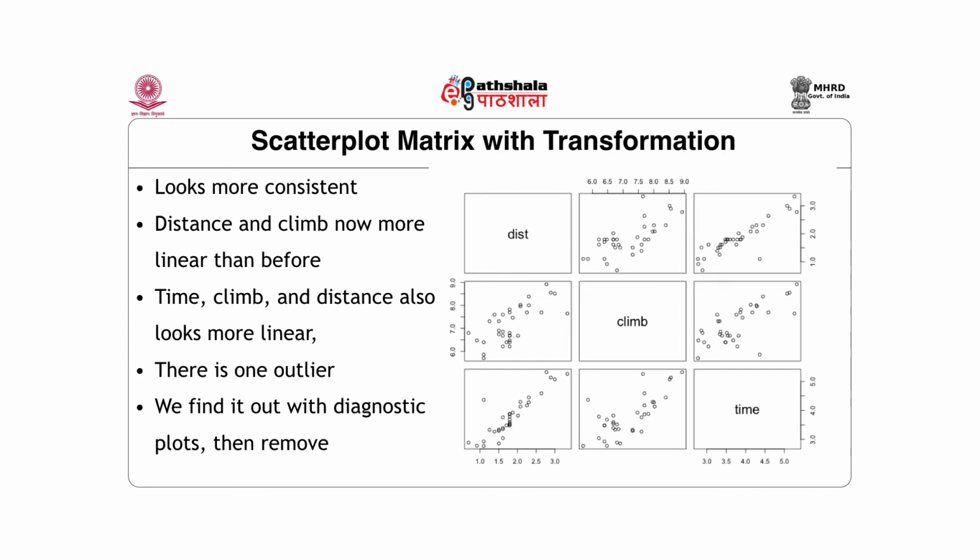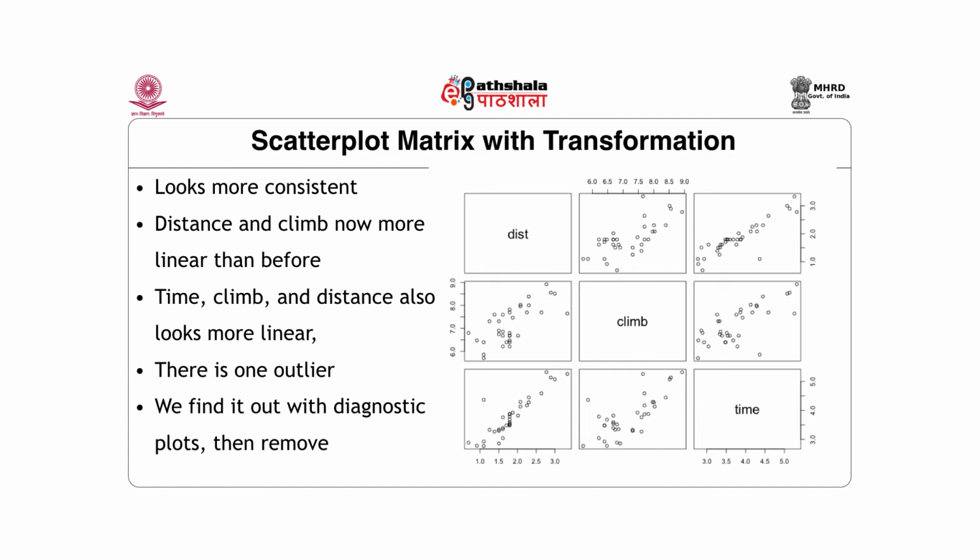When we did this, compared with the previous ones, you can see that this particular scatterplot matrix with transformation looks a little bit more consistent. So our initial idea of distance times climb as power functions that could explain time kind of makes sense. And the distance and climb are now more linear than before. Okay?